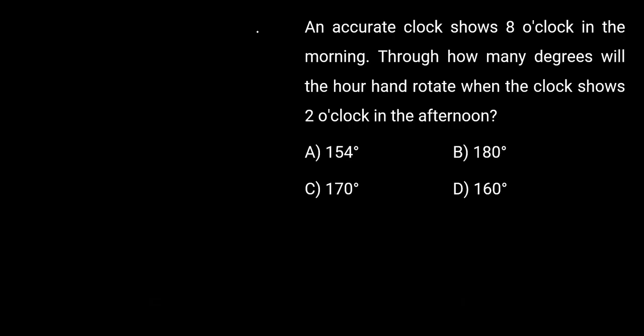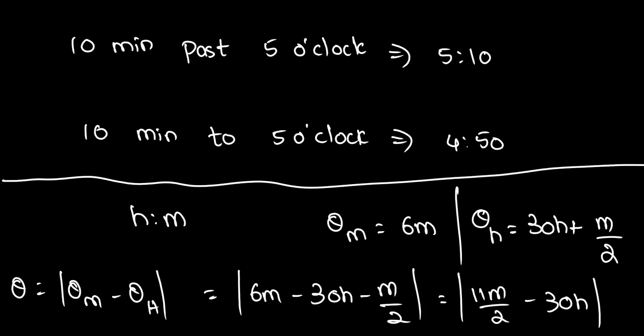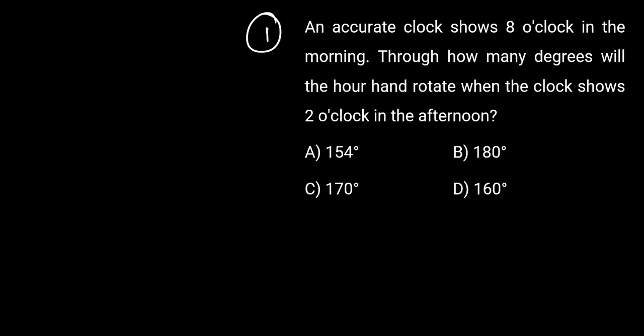First question. These two pieces of information are very much required, please. If you understand the angle between hands, then the rest of the things can be easily done. I hope you understand each minute is 6 degrees for the minute hand, for the hour hand each minute is half a degree, each hour 30 degrees, and how to represent 10 minutes past 5 o'clock, 10 minutes to 5 o'clock, and what this formula is, how they developed it, right?